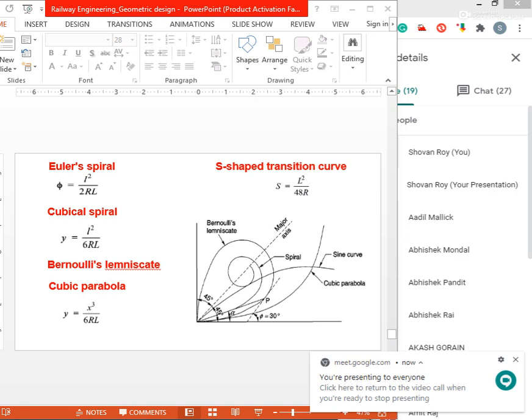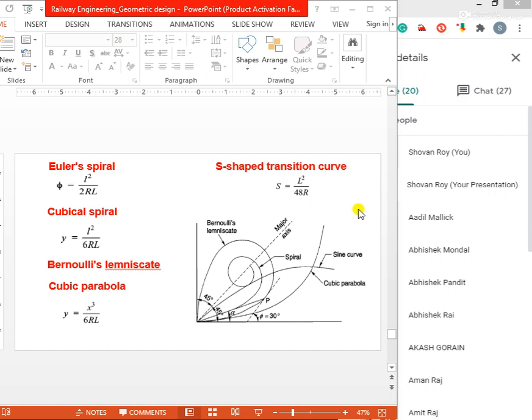The special feature of this curve is that the shift required, shift would be explained, in this case is only half of the normal shift provided for a straight line ramp. Normally S equals L square by 48R. Shift is required to understand the S-shaped transition curve.